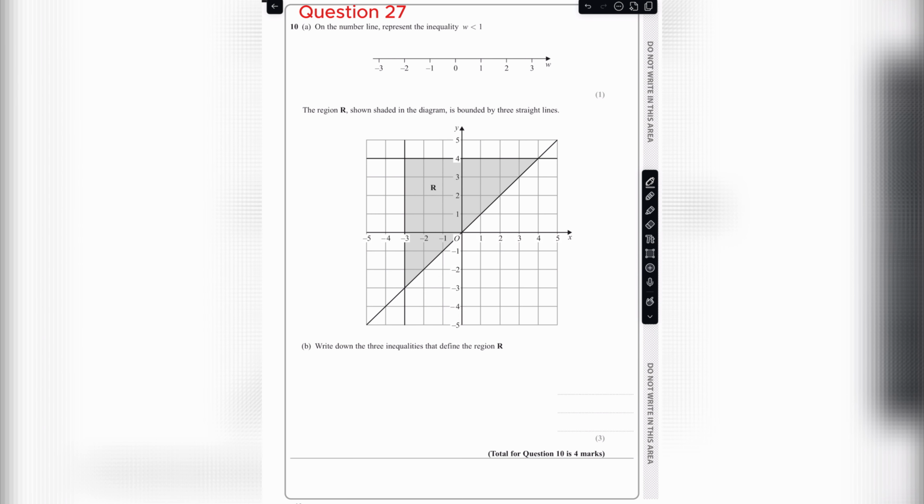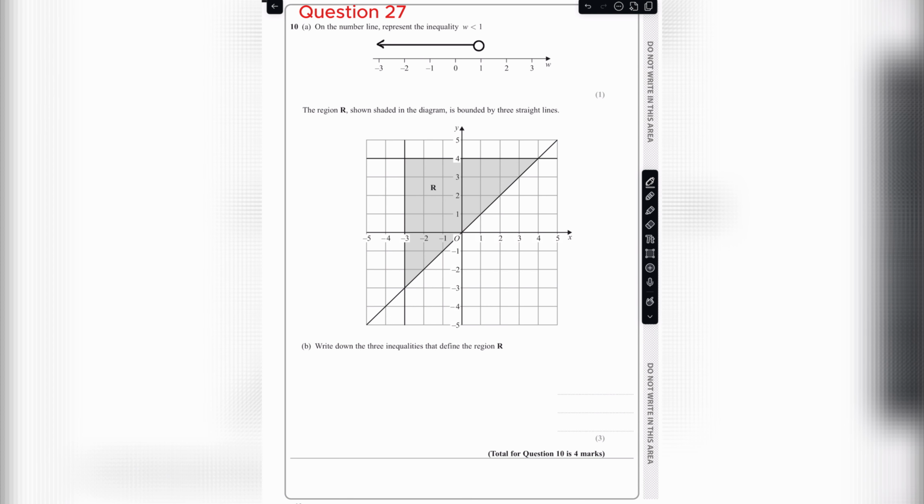In the first part of question 10, we are told that on the number line represents the inequality W is less than 1. So the first thing we need to do is draw a circle over the number 1, and this has to be an open circle because W is less than 1 and not less than or equal to 1. And given as W is less than 1, we need to draw an arrow to the left which represents all the possible integers and values that W can be, and that is your final answer.